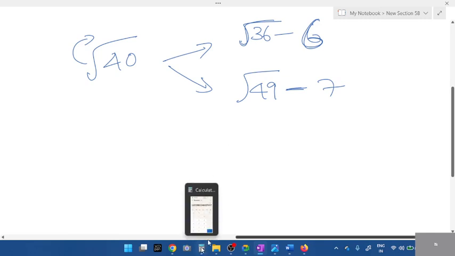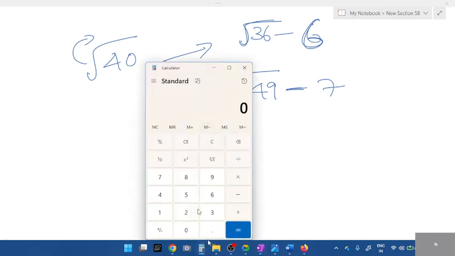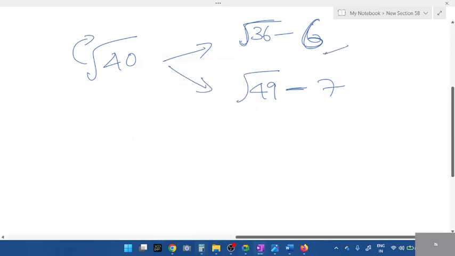So if you check the answer, look here. If I take the square root of 36, it gives us 6. If I take the square root of 49, it gives us 7. These are called perfect numbers. Once you find the answer, it should have a rounded value like this.